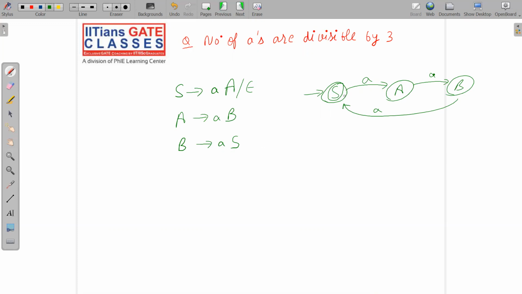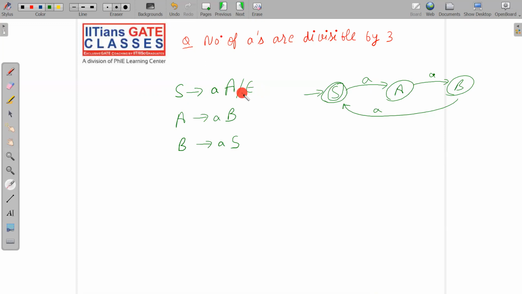And why should this be final? Because if we have not read any A, and still we are at the final state, that means the string must be accepted. That means the null string has a number of A's divisible by 3, because the null string has 0 A's and 0 is divisible by 3. So null should be accepted, hence initial should be final. And so on. I have already told you all these things in the construction of FA part. You can watch those lectures. Okay, so S implies null.